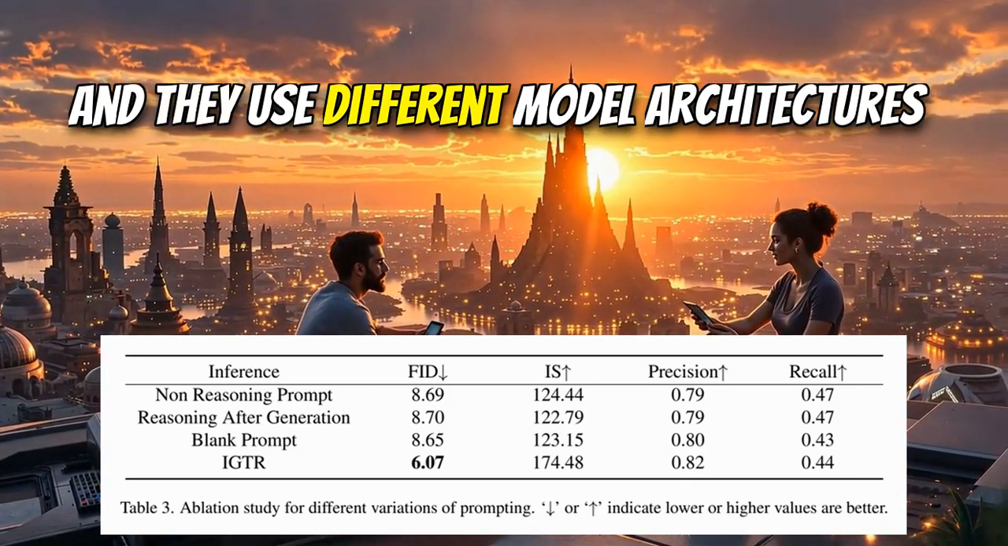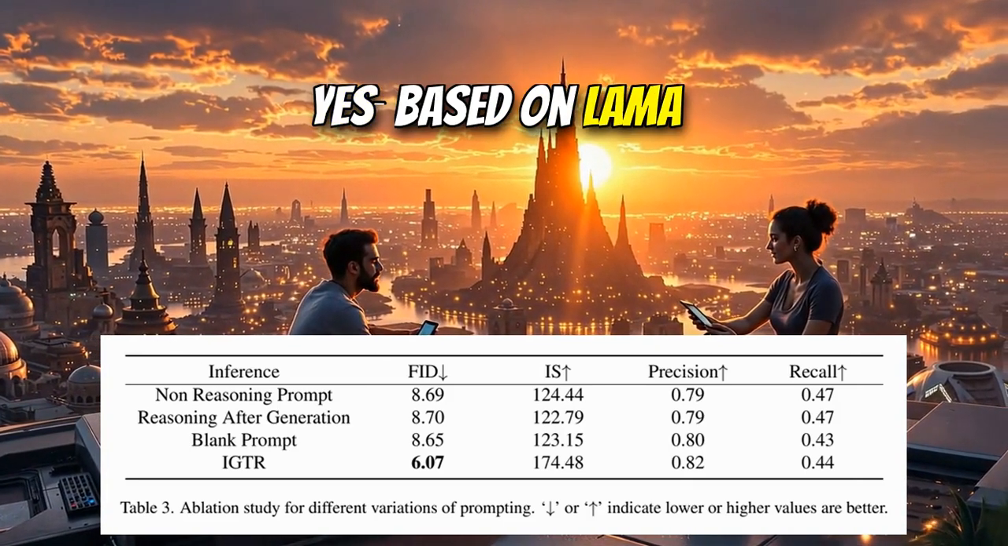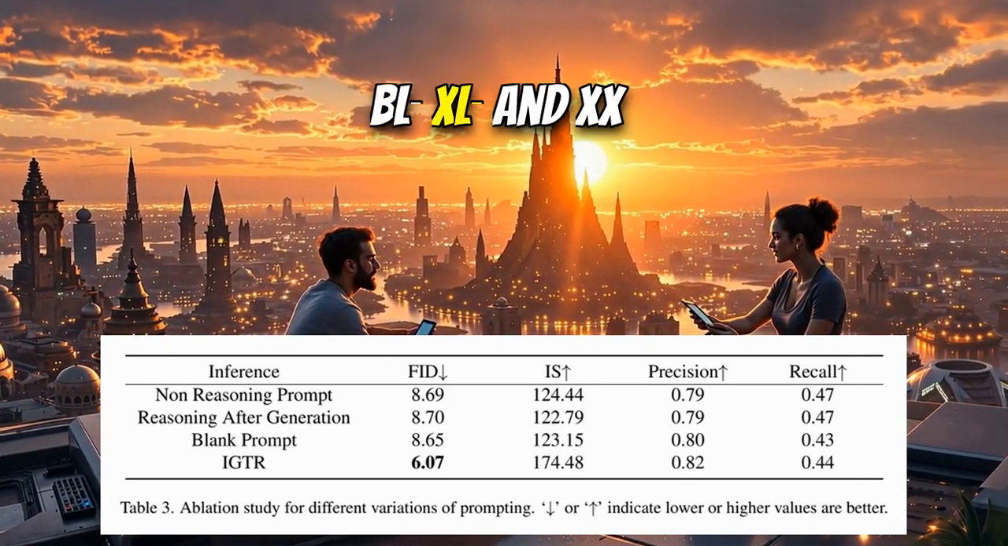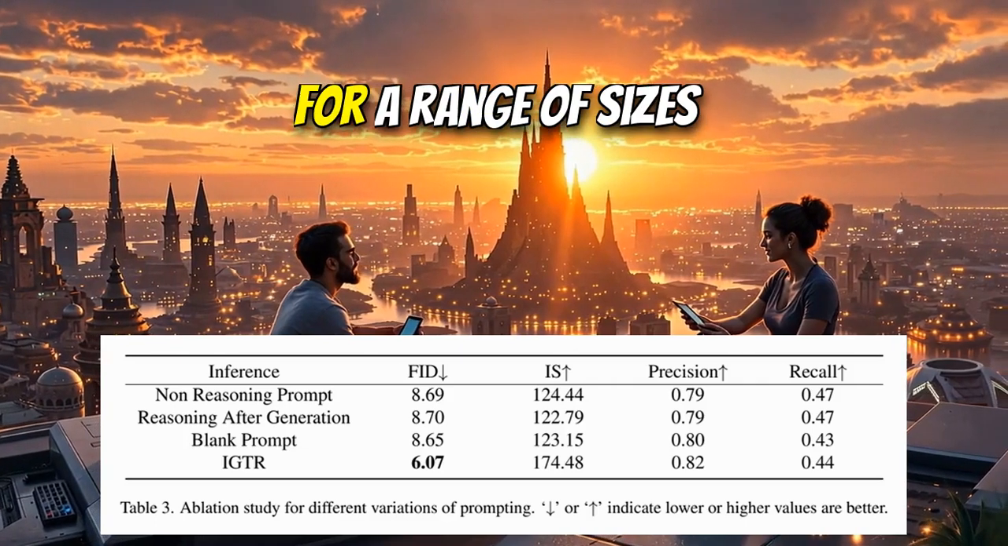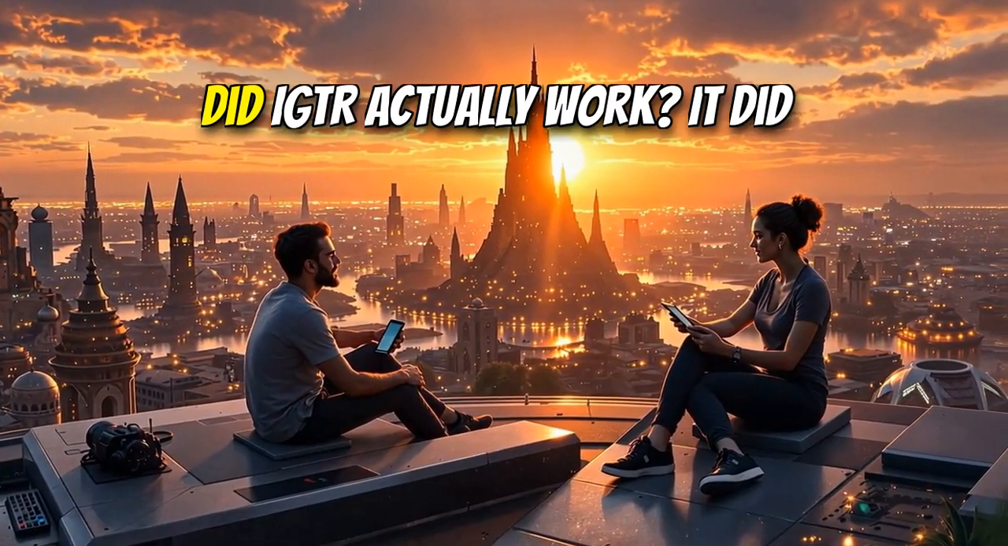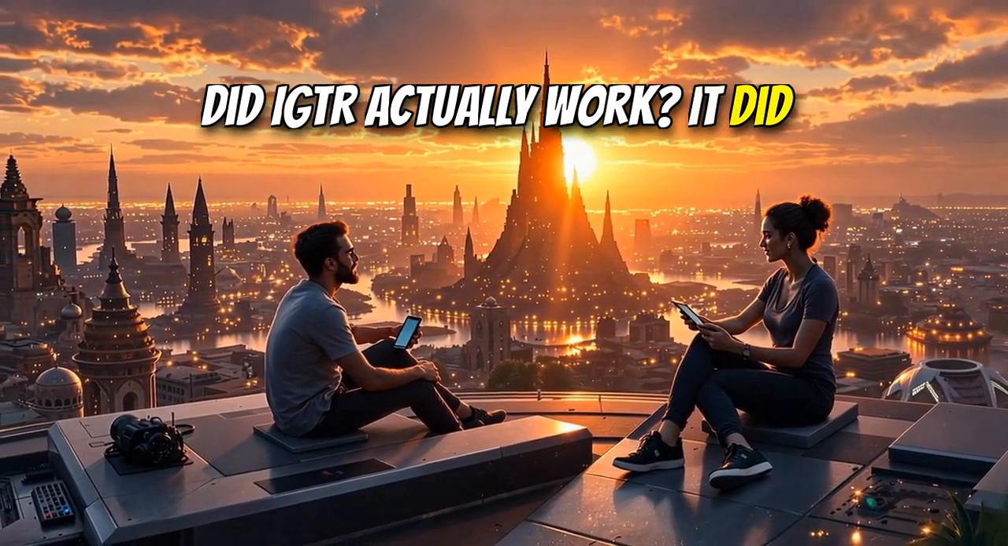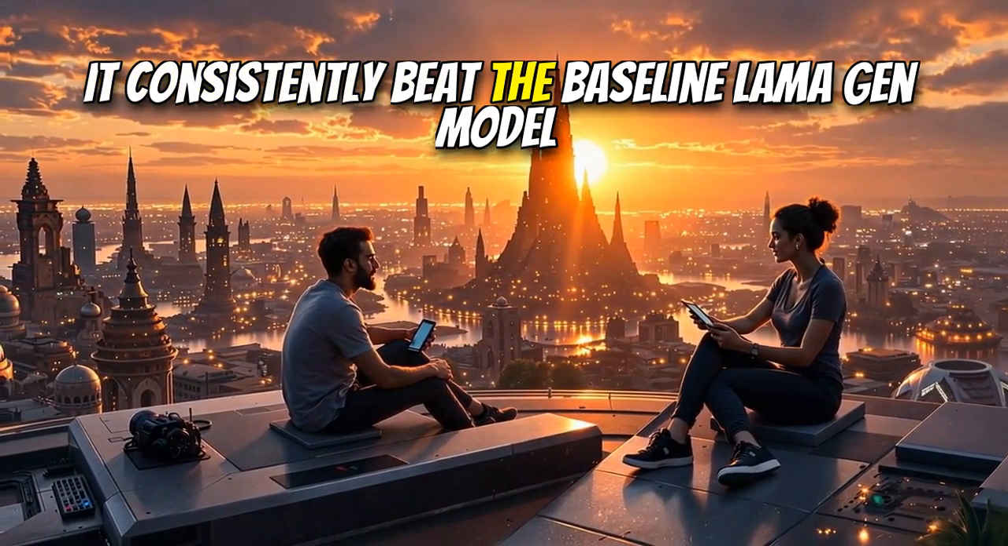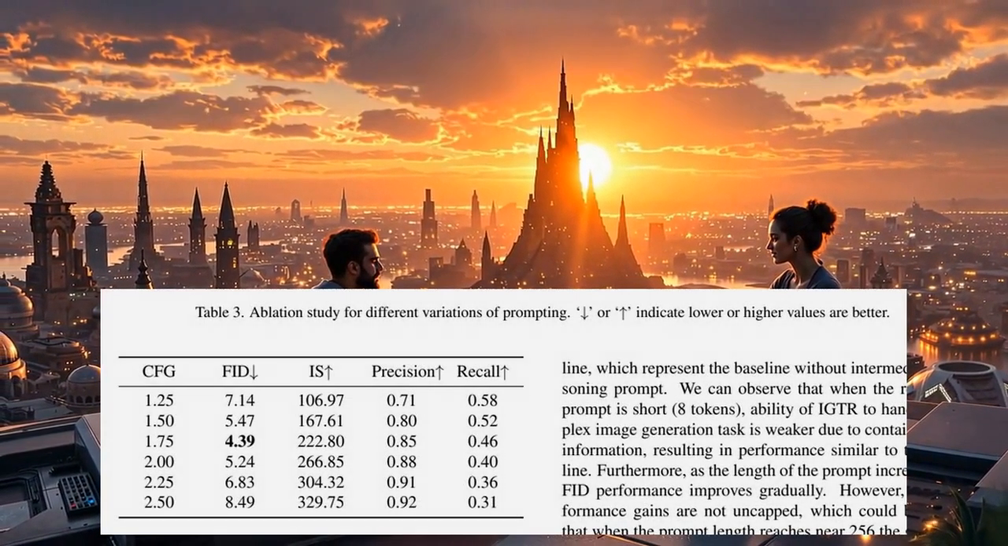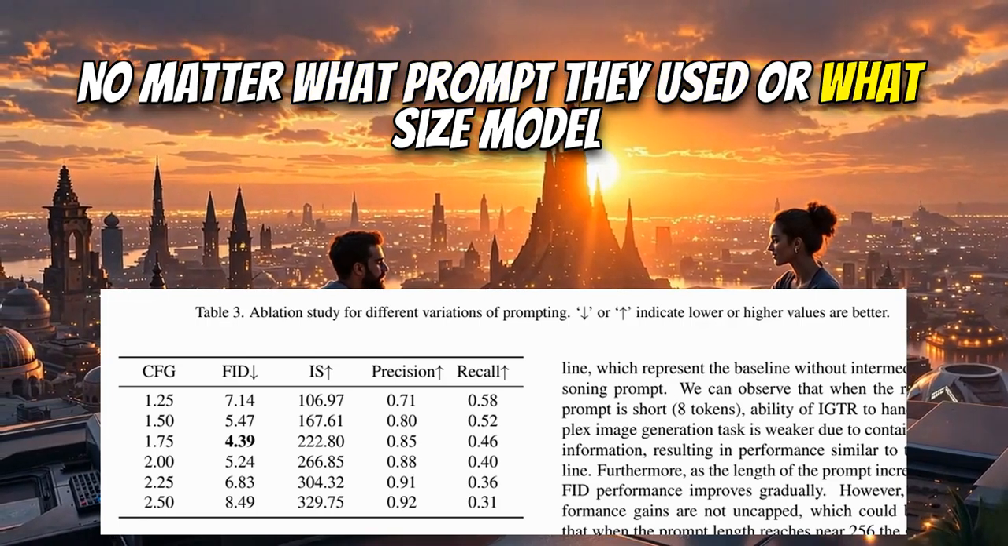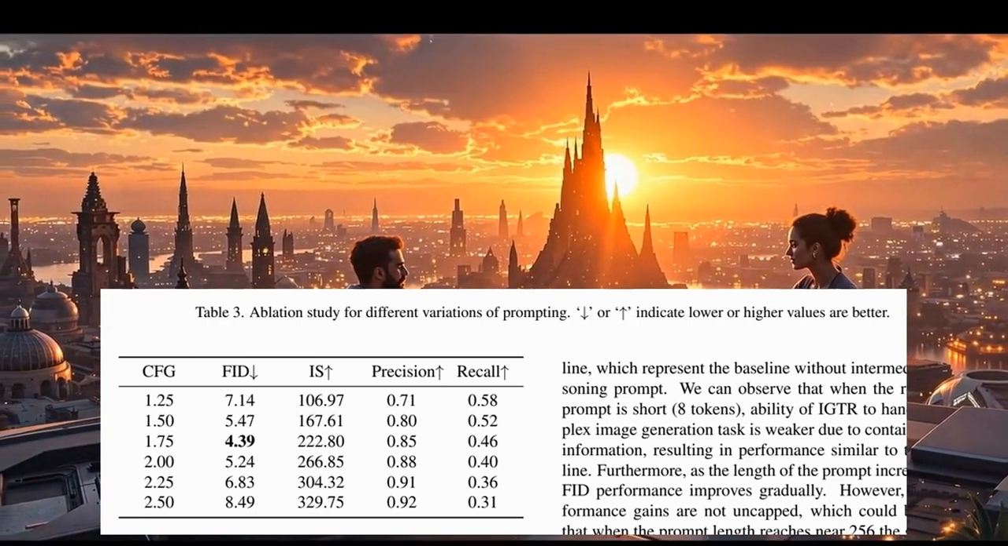Got it. And they used different model architectures. Yes, based on Llama: B, L, XL, and XXL. So a range of sizes. For a range of sizes. Yep. Did IGTR actually work? It did. It consistently beat the baseline LlamaGen model, no matter what prompt they used or what size model. That's pretty impressive. It is.